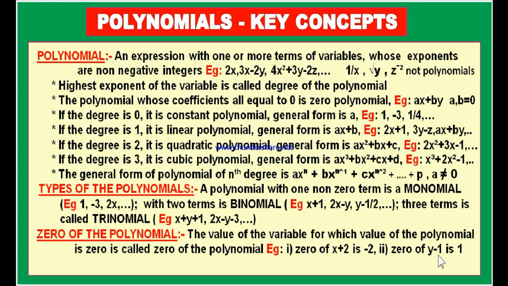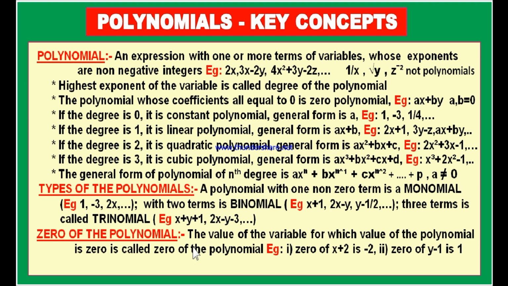Similarly, observe that y minus 1 is a polynomial. In the place of variable y, if we write 1, then 1 minus 1 is 0. Therefore, the value of the polynomial y minus 1 becomes 0 when you substitute y is equal to 1. Therefore, this 1 is called zero of the polynomial y minus 1. Is it clear now, boys?